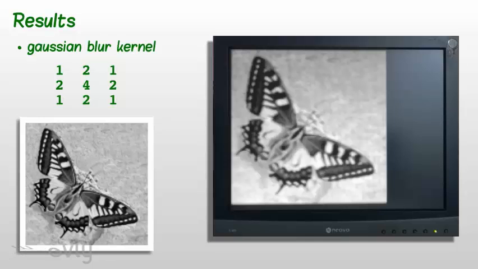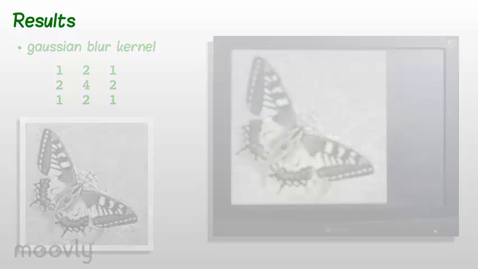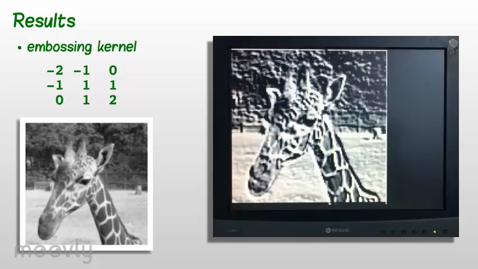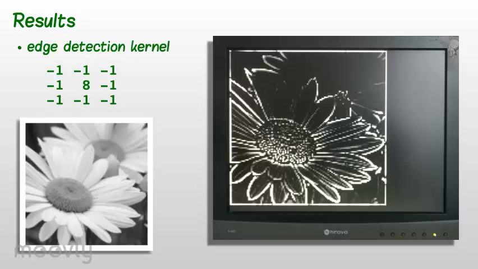A blur filter applied to an image can be seen in the next example. Another example shows how the original image has been modified with embossing filter. The last example shows the result of applying edge detection filter to the image.